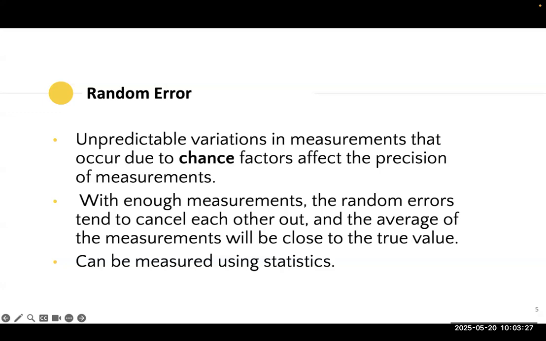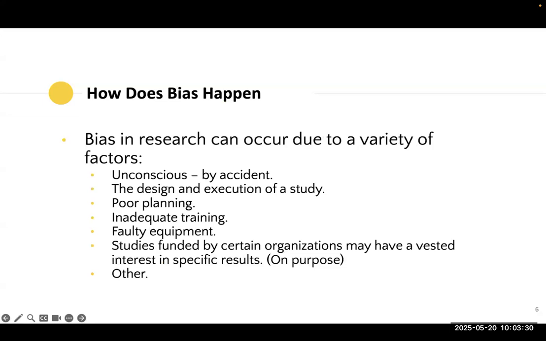So how does bias happen? Bias can come from a lot of different places and occurs sometimes unconsciously. It's just by accident. You know, you're doing everything right and it's just an accident. The design can be bad. The execution can be bad and have some bias pop in. There's poor planning, or people that aren't adequately trained for whatever kind of study you're doing. You could have faulty equipment. We'll talk about that one a little bit. And then of course sometimes we have bias creeping in on purpose. Okay. We all know about that. And then just some other reasons.